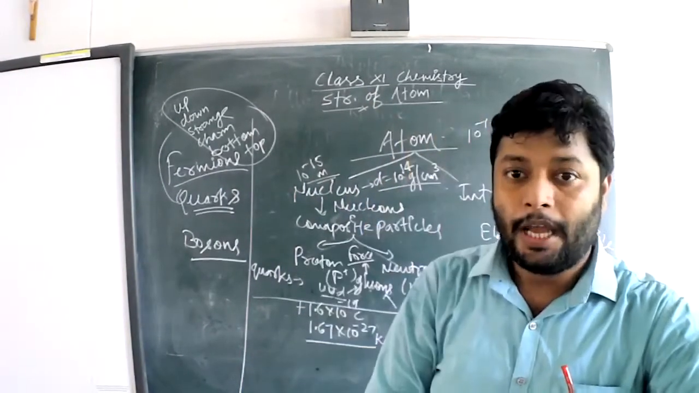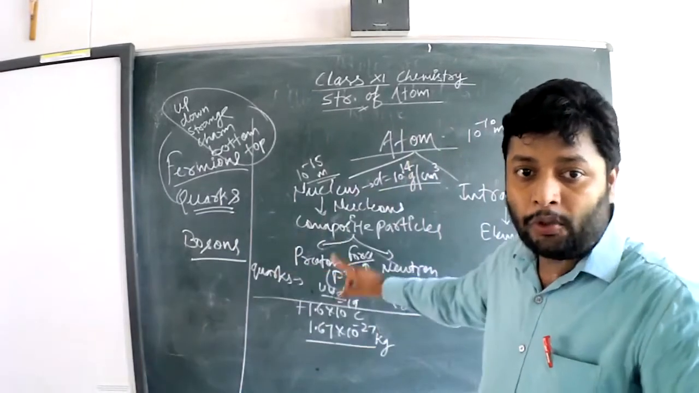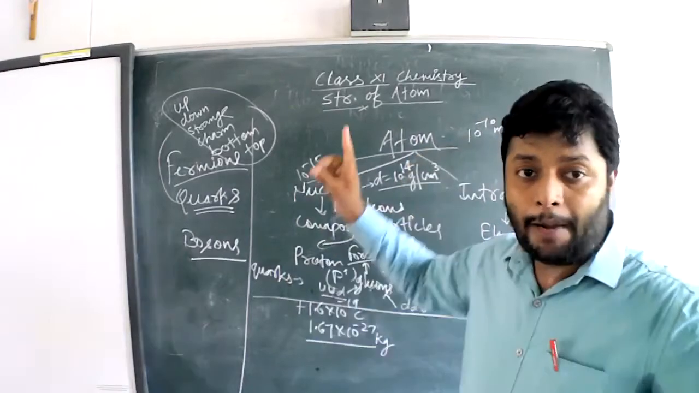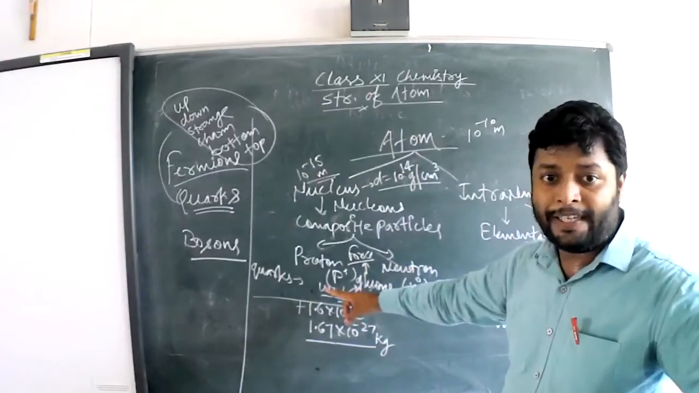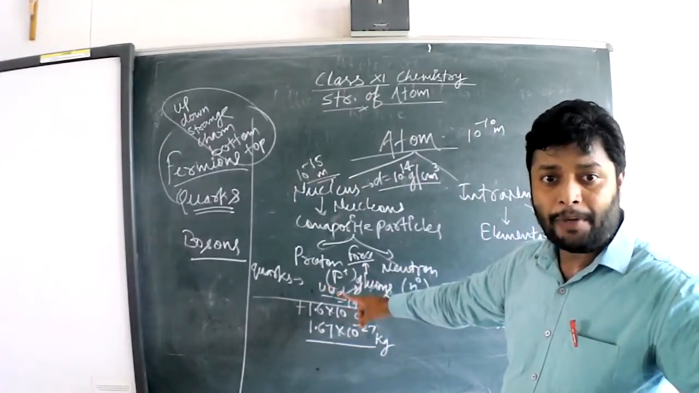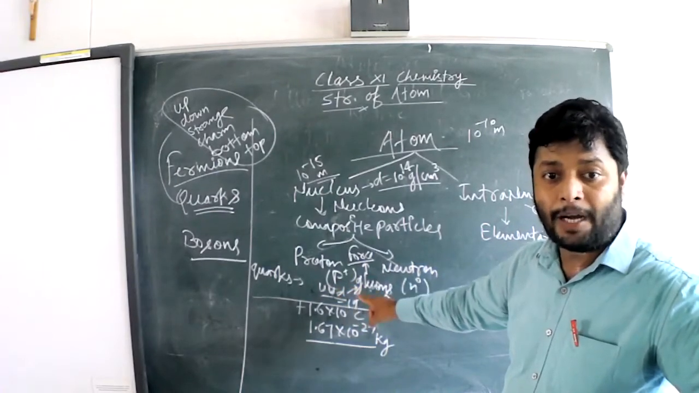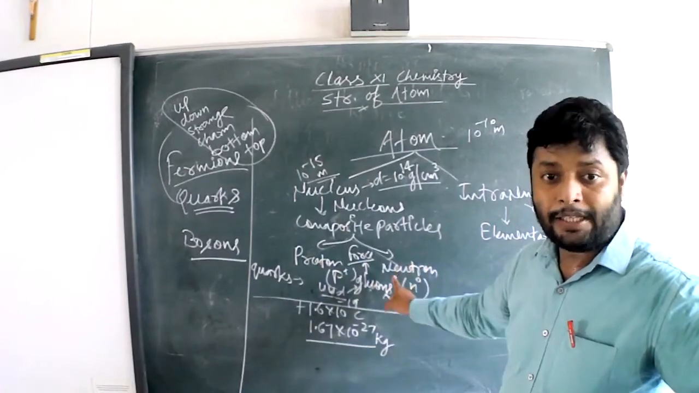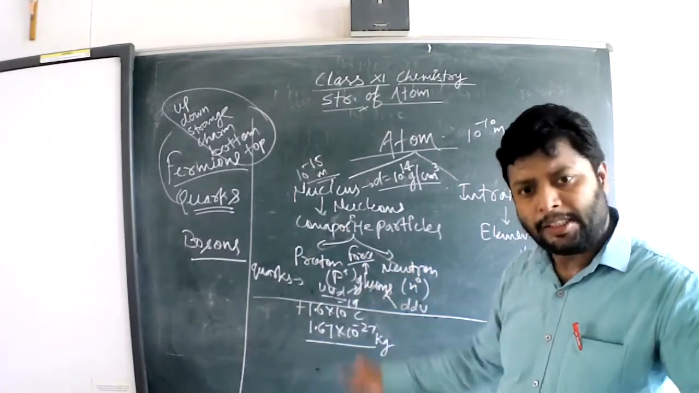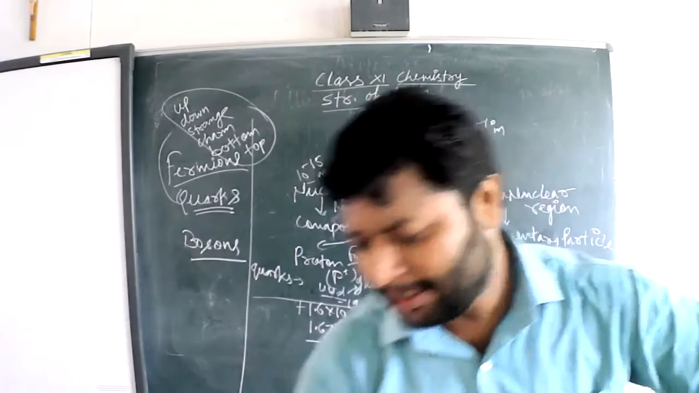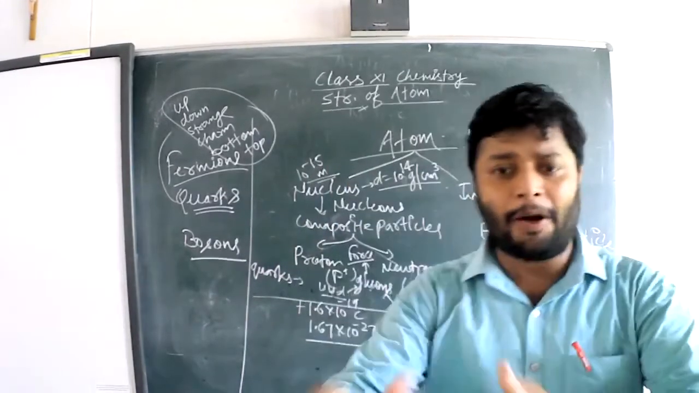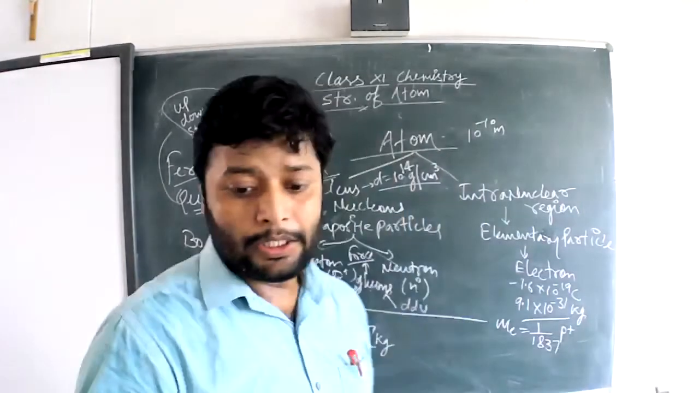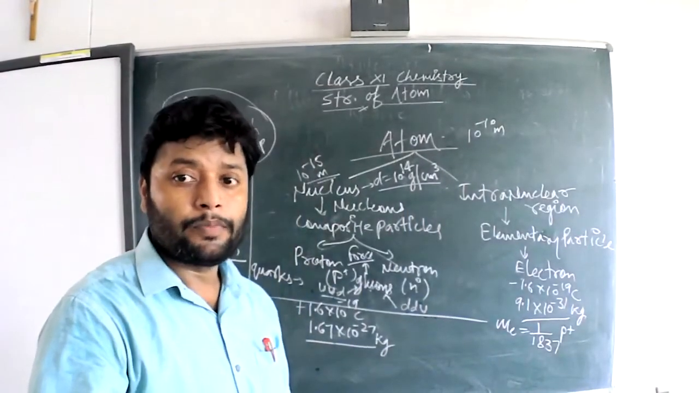Out of the 6, the proton and neutron are made up of only 2 different types of quark, known as up and down. U means up and D means down. Up, up, down makes the proton; down, down, up makes the neutron. This is all about the 3 quarks. At least you have to know this much. This is all for today's lecture.